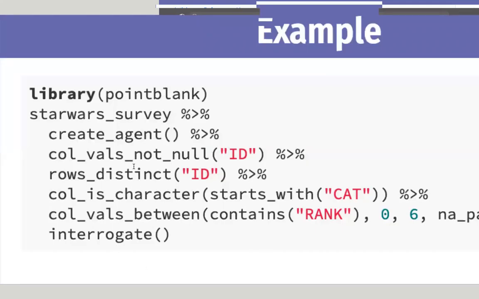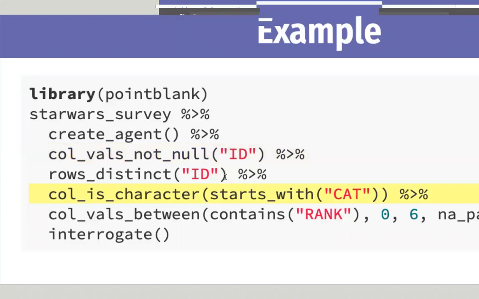Okay, so this is how the code works. Here's an example. I'm going to load the point-blank package, and then I'm going to take my data frame and pipe it into this create agent function. This is just to get things started. I'm going to create this agent, and then pipe that into a series of data checks. For example, I'm going to check that there are no null values in the ID column. Based on my expectations, everyone in my data set should have an ID, so I want to make sure that there are no missing values there.